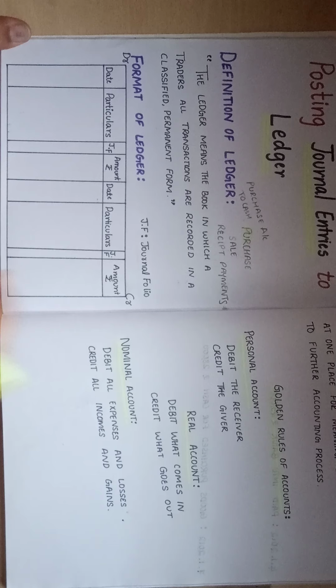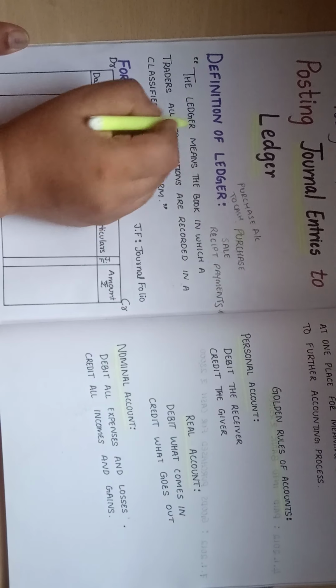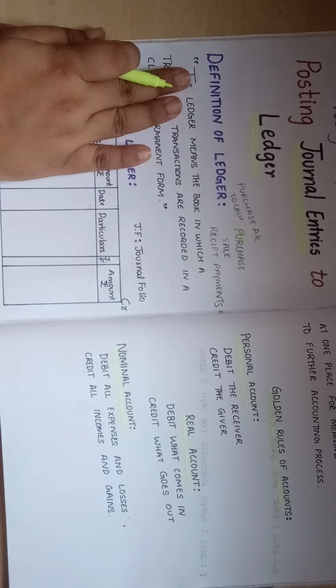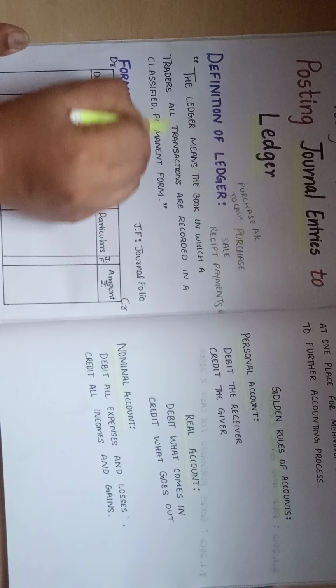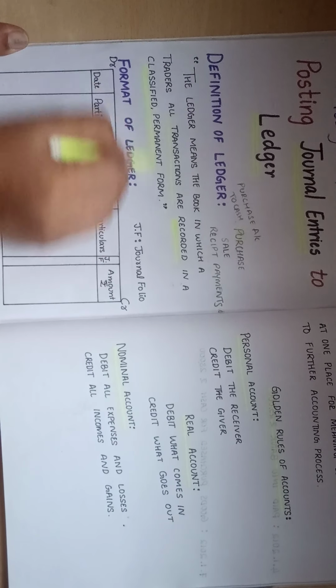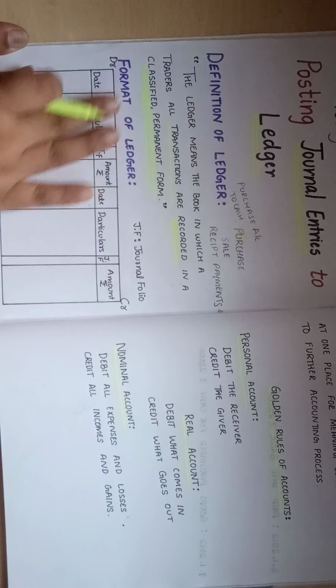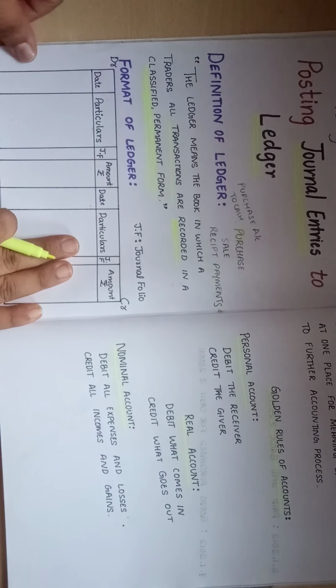Here the important keywords which we have to write when writing a ledger's meaning or definition are: it means all the transactions recorded in permanent and classified form. These keywords are important. Now let us see the format of ledger account.